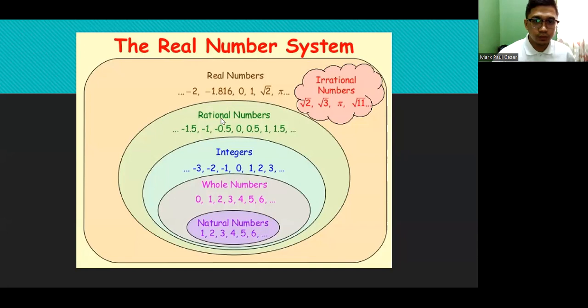So we will continue with the real number system. Wait, someone is joining. Let's wait for your classmate.